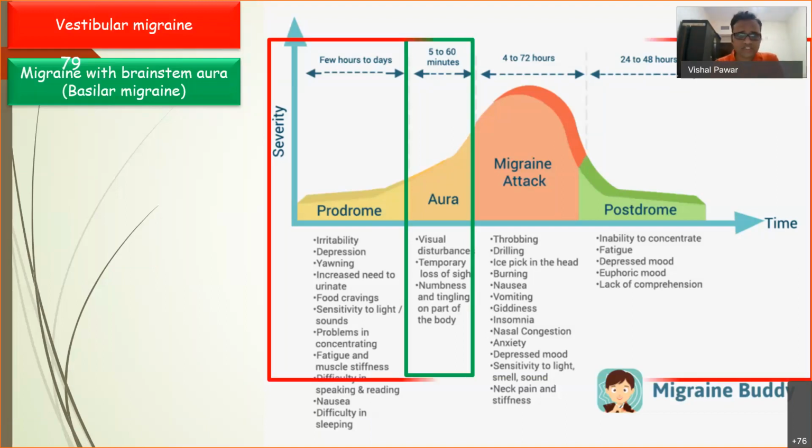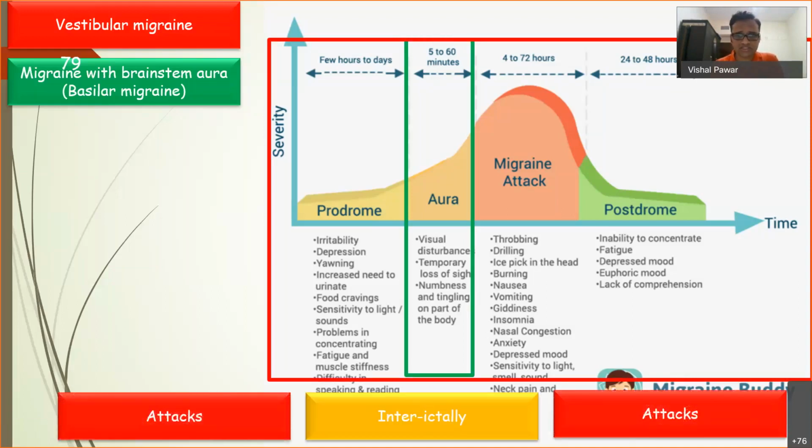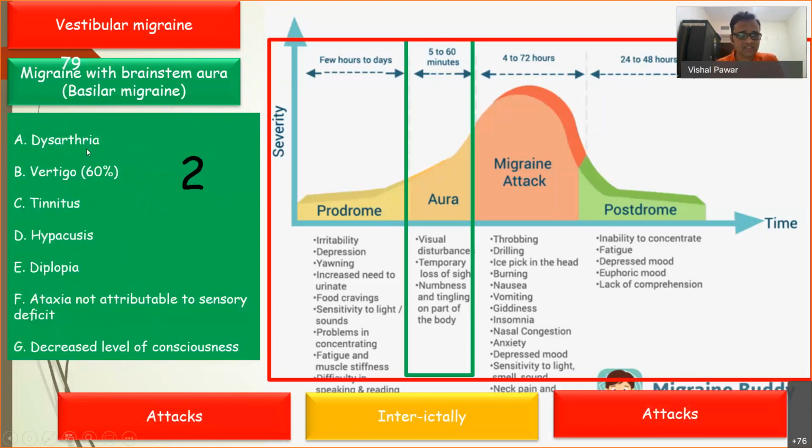For migraine with brainstem aura, the symptoms considered are brainstem symptoms like dysarthria, vertigo, which is seen in 60% of patients, tinnitus, hypacusis, diplopia, ataxia, and decreased level of consciousness. Two of these symptoms must be present to qualify as migraine with brainstem aura. To differentiate it from vestibular migraine: in vestibular migraine, the vertigo can happen during the attack of headache, before the attacks of headache, and even interictally. So it can happen in any phase.